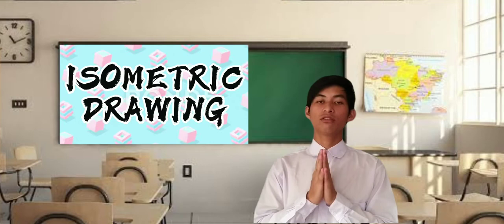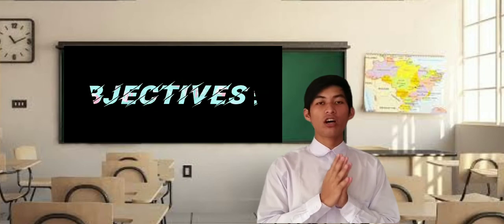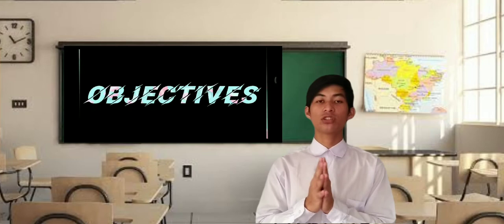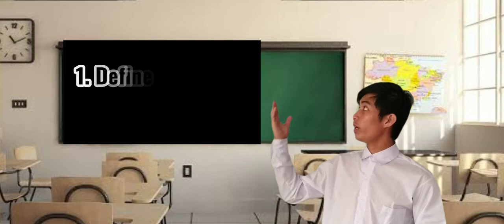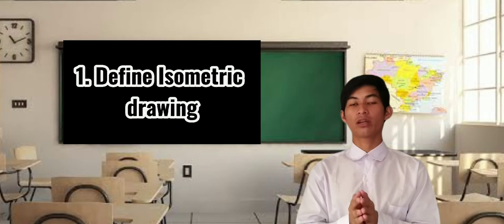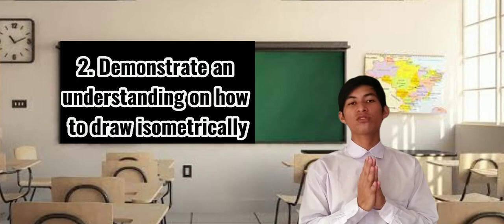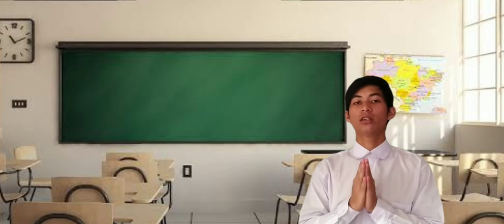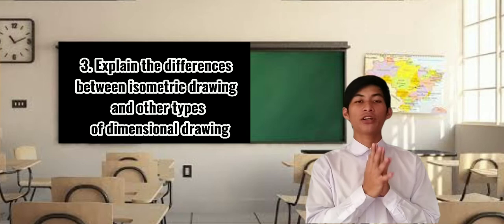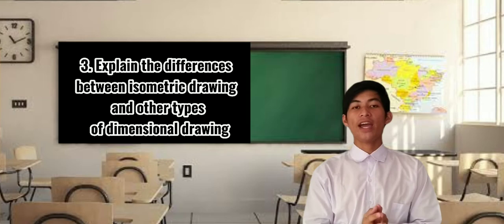Before we formally start our discussion for today, let us have first our goal and objective, which after going through the discussion, you are expected to achieve. The first objective is to define isometric drawing. The second objective is to demonstrate an understanding of how to draw isometrically an object. The last objective is to explain the differences between isometric drawing and other types of dimensional drawing.